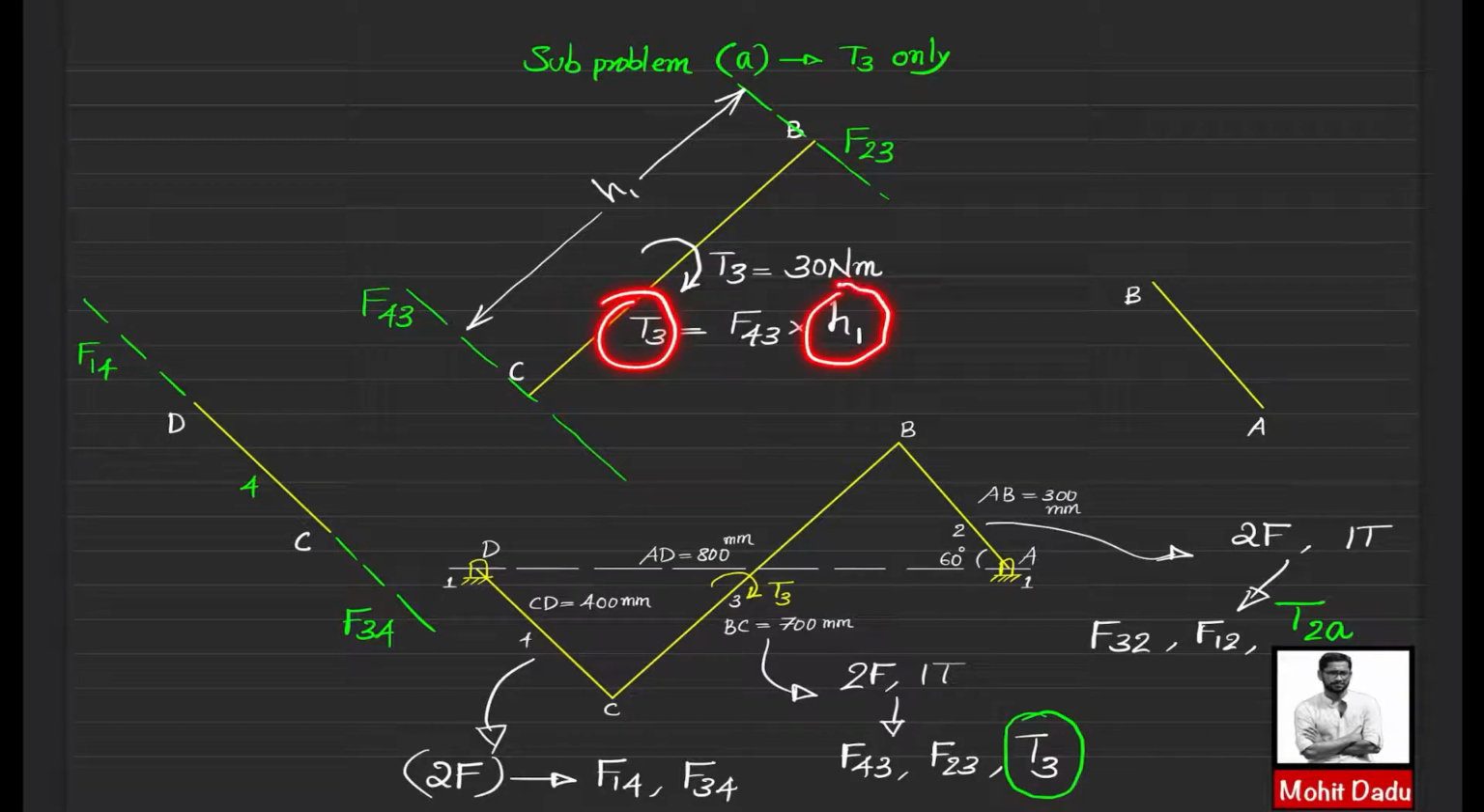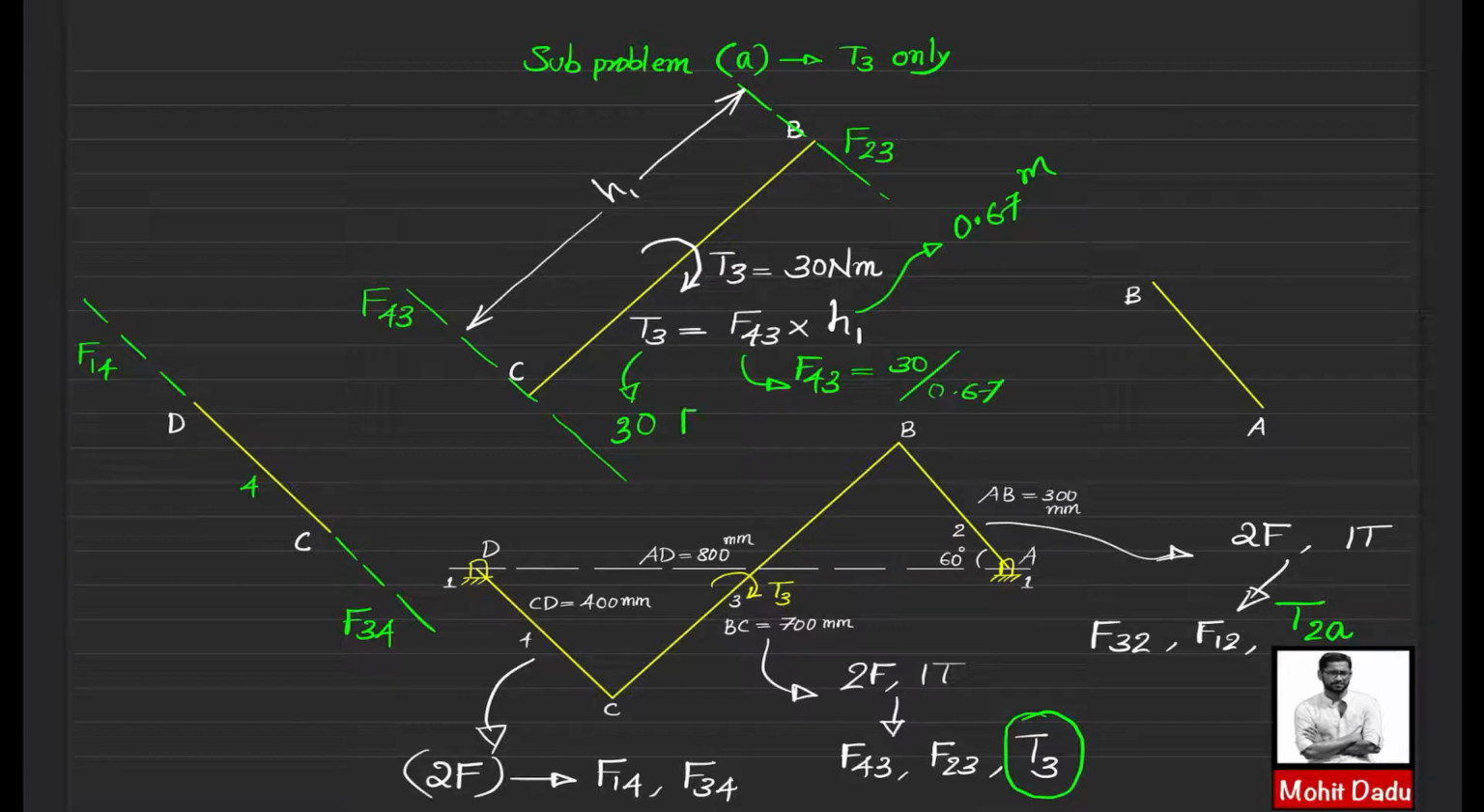So from this H1 and T3 you can find the value of F43. So here, if you are measuring from the configuration diagram and converting it into scale, then you will be getting this H1 as 670 mm or 0.67 meter. So T3 was given as 30 Newton meter. So from this you can evaluate this F43. So F43 value will be equal to 30 divided by 0.67. That means F43 you will be getting as 44.8 Newton. So this is the value of this F43, and this can be taken to the next link.